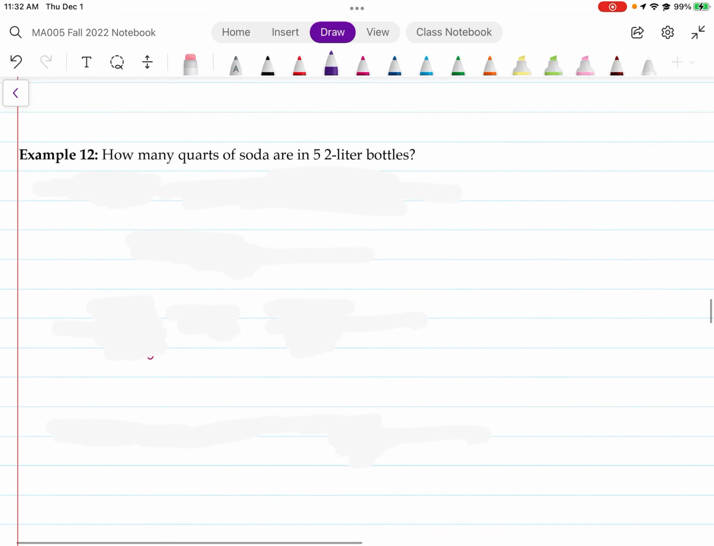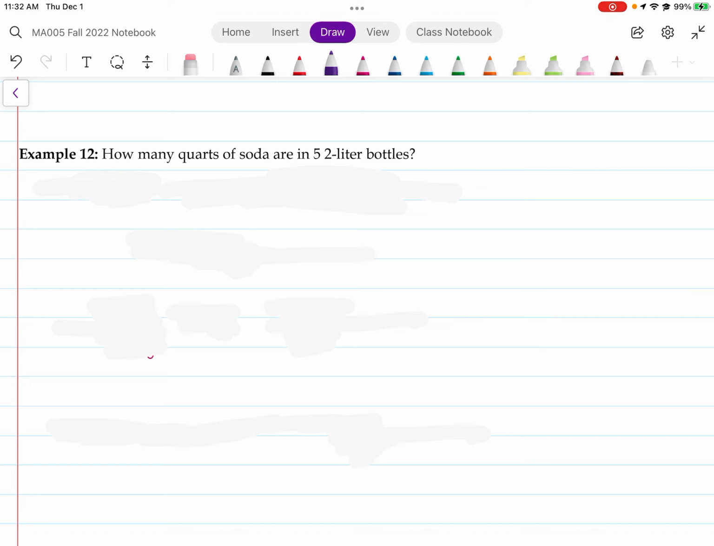How many quarts of soda are in 5 2-liter bottles? Not just 1 2-liter bottle. So what should you do first? Hopefully you thought to yourself, I need to multiply 5 by 2 liters, and that will give me 10 liters. So I get 10 liters, and I need to convert that to quarts.